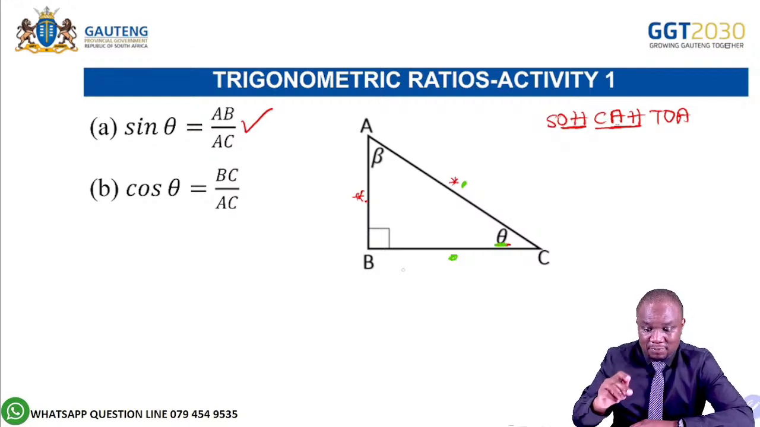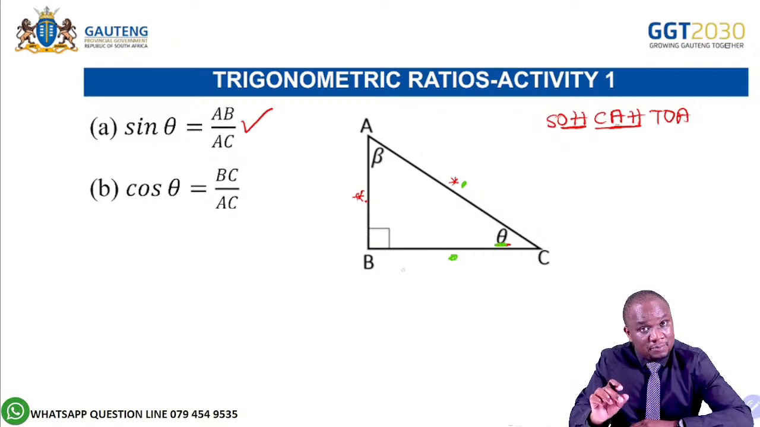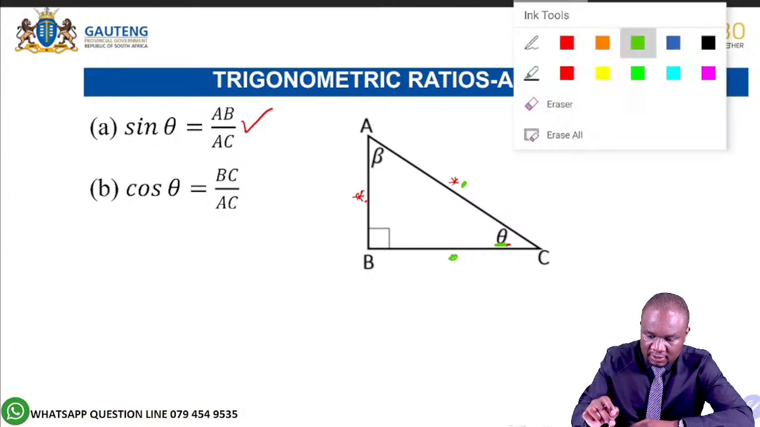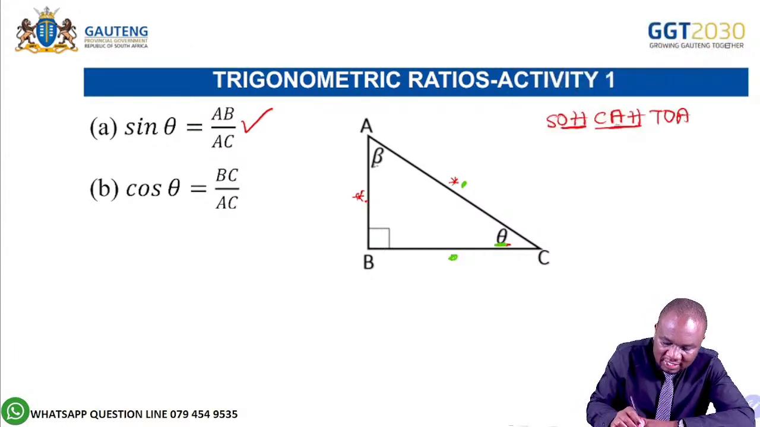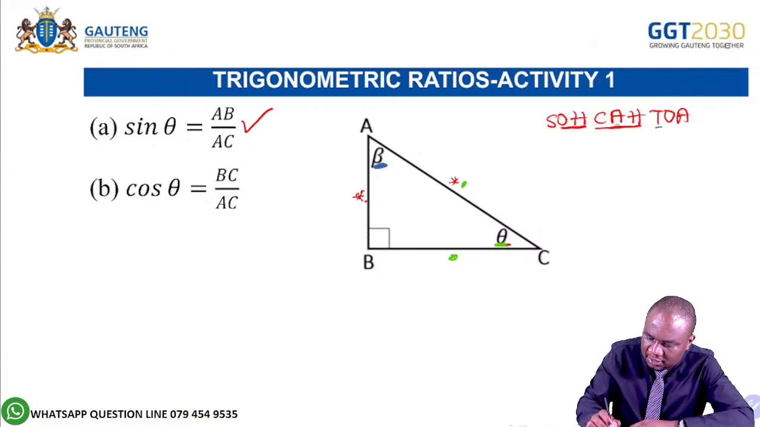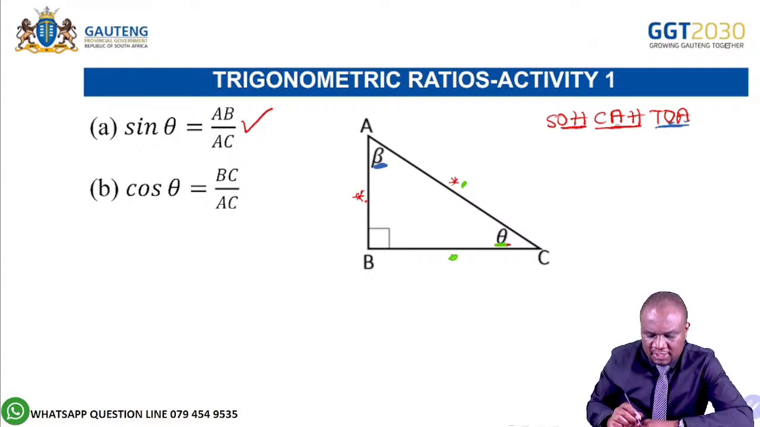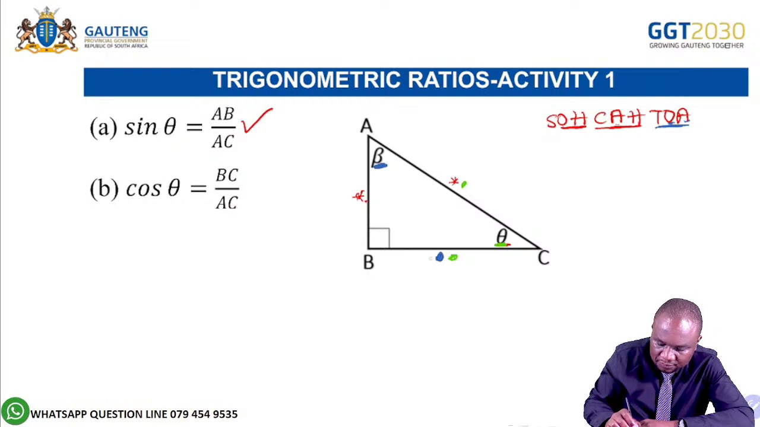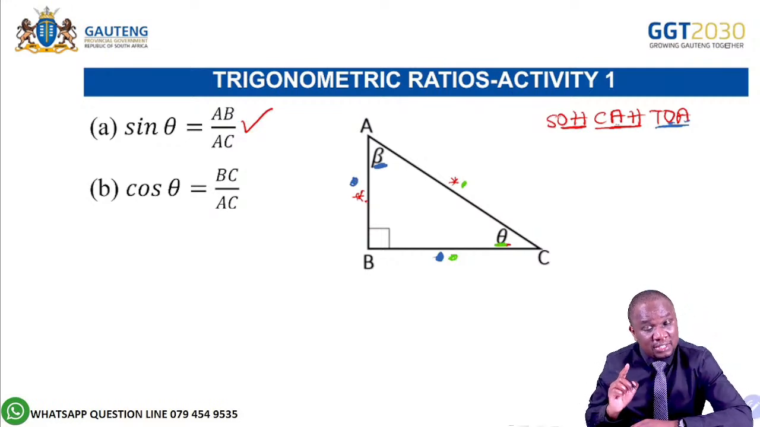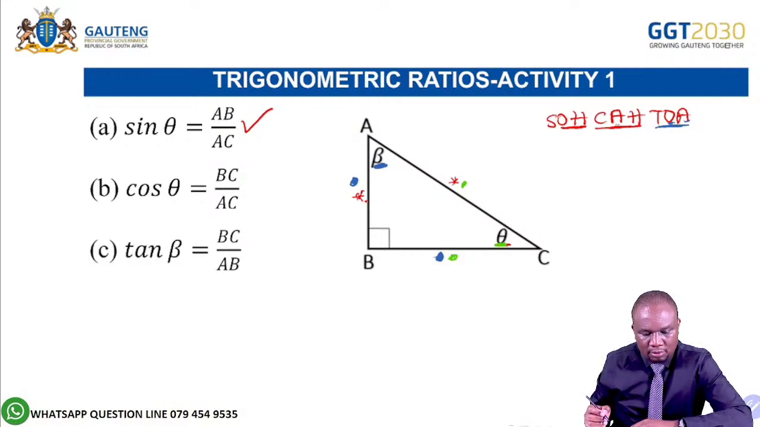Then tan beta, please be careful. I know some of you made a mistake and thought it's tan theta. Tan beta, this is the angle we're talking about. Tan beta is opposite over adjacent. The side opposite angle beta is BC, and the side adjacent to angle beta is AB. So checking which angle we are referring to is very important. Tan beta is BC over AB.